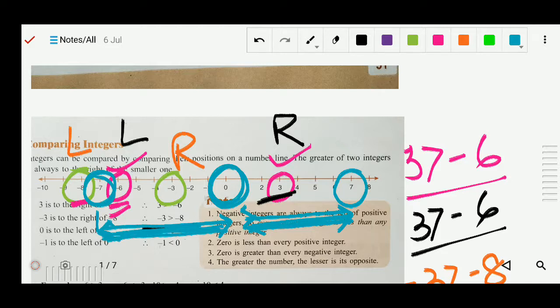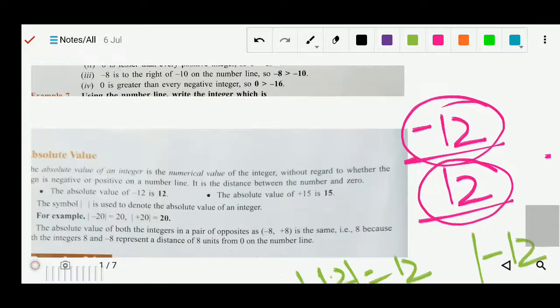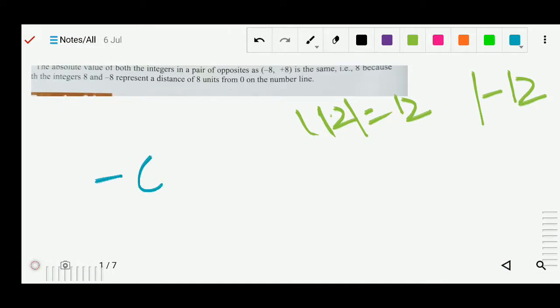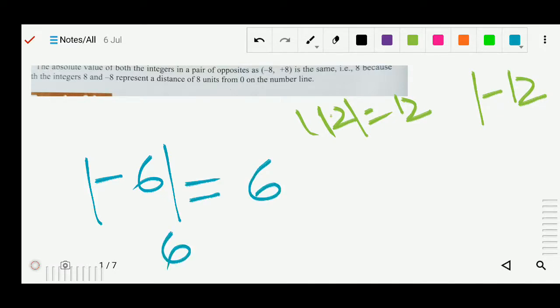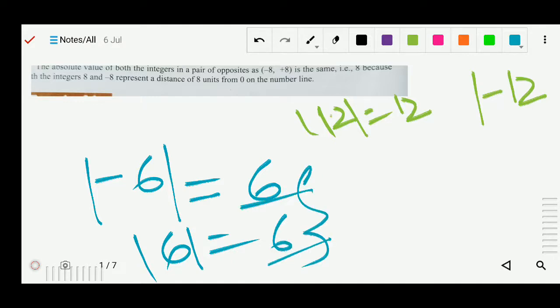They only care about the distance from the zero. They are not taking care of the sign, they are regardless of the sign. They only know the distance from 0 to that particular number. So suppose we write minus 6 and we have to find the absolute value, we will write it in the mod and it will be 6. If I simply write 6, it will also be 6, because this 6 is the distance from 0 to that particular number.